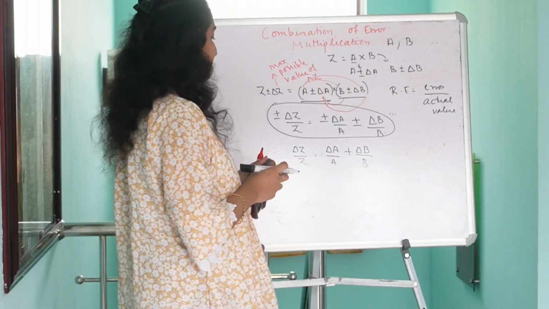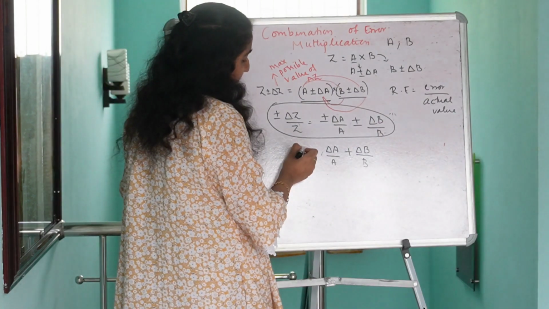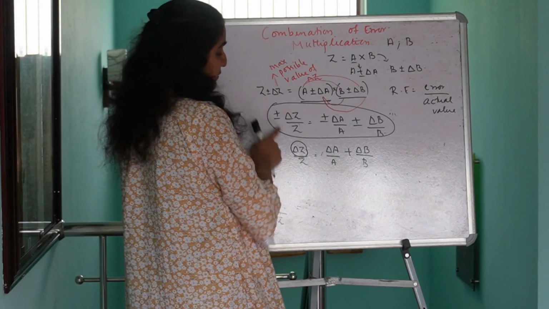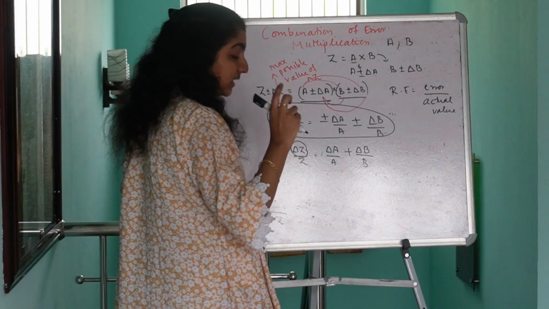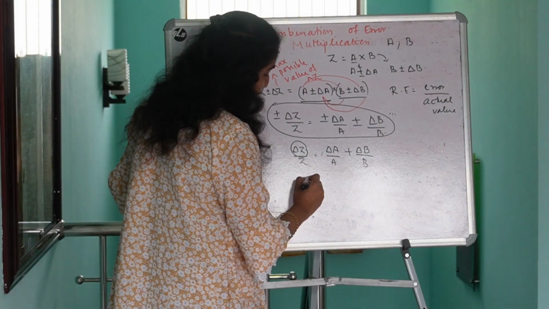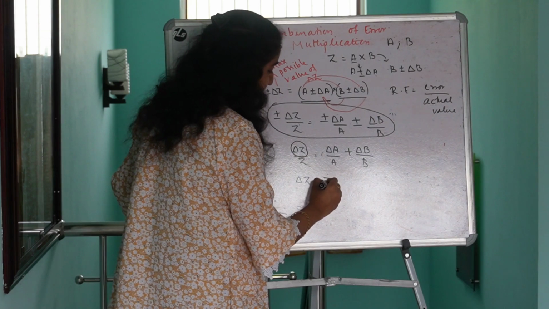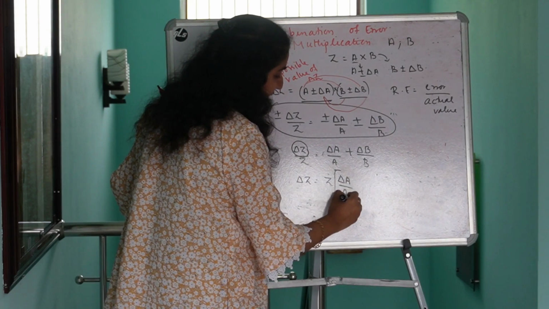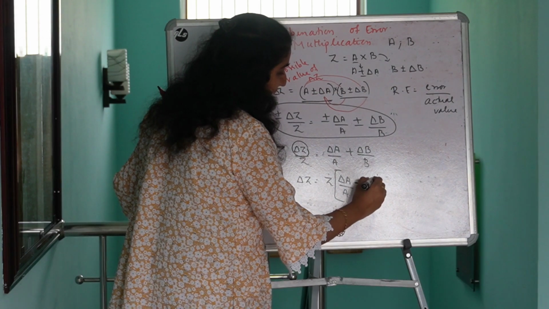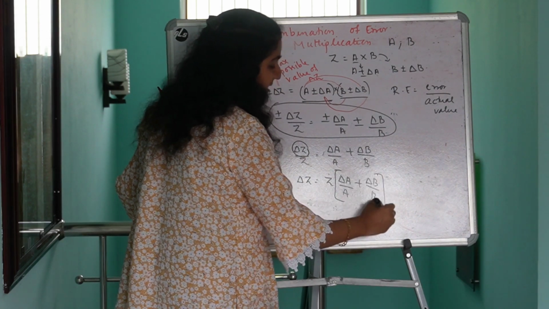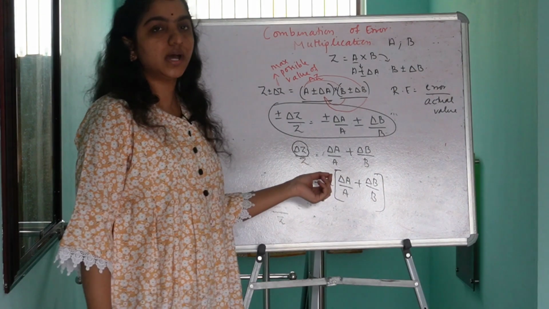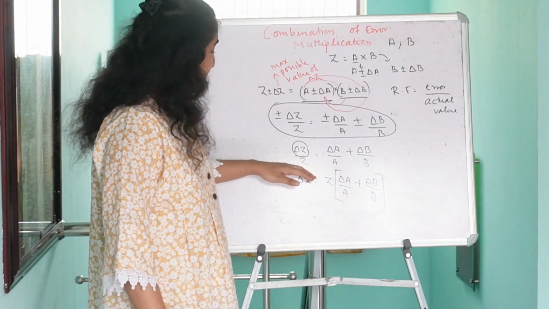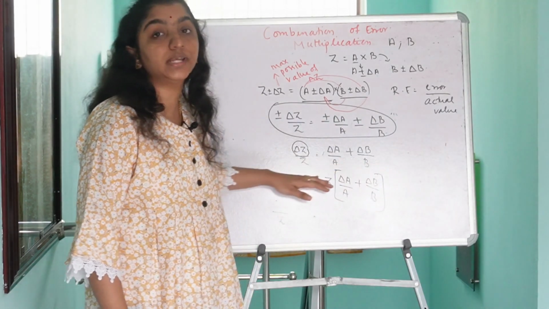So here, if you are asked to find the maximum possible error in the z value, you have to calculate what del z is equal to. Del z is equal to z into del a by a plus del b by b. So if you are asked to find the relative error in the resultant, it is enough to find up to this.